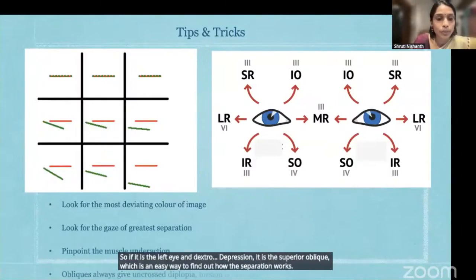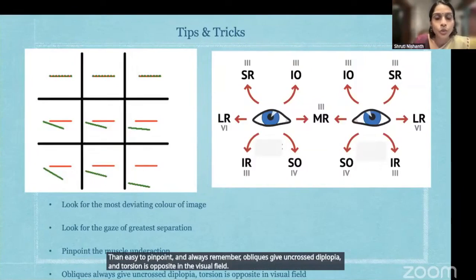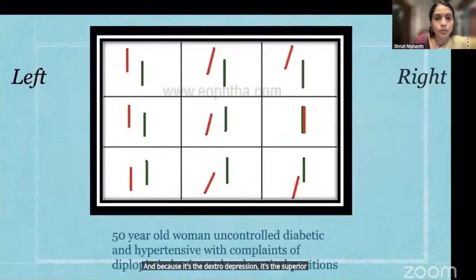Then it's easy to pinpoint. And always remember, obliques give uncrossed diplopia and torsion is opposite in the visual field. So these are two things to remember. So here you see the eye, because it's green, it's the left eye. And because it's the dextro depression, it's the superior oblique, left superior oblique.